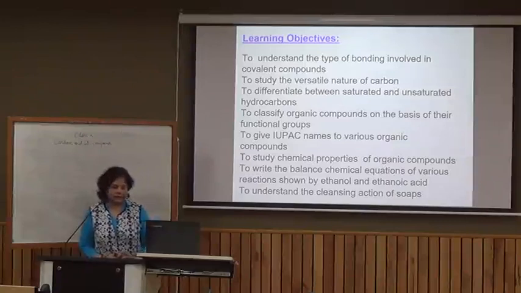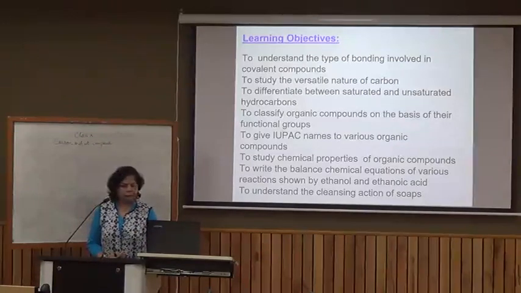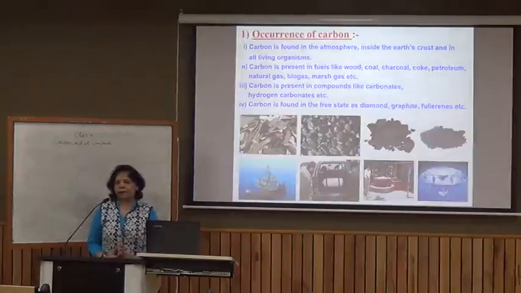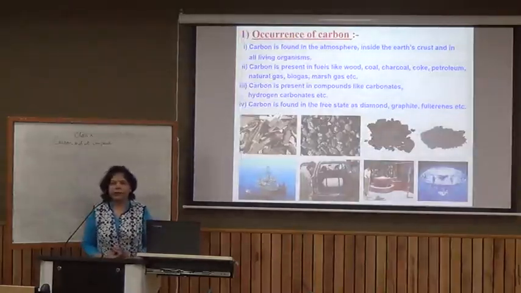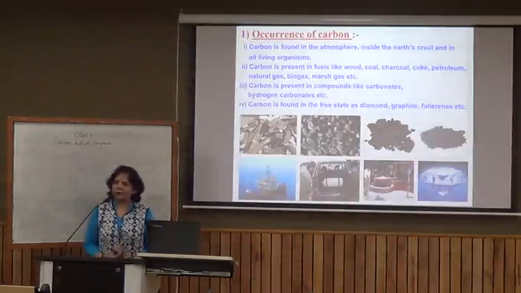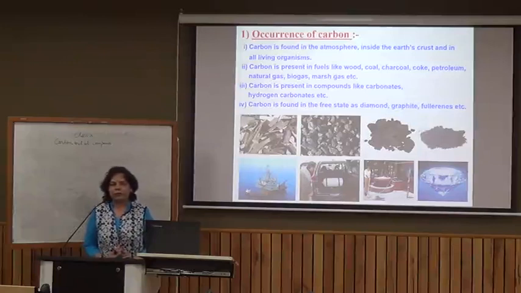So let us start this chapter. First, let us know what is the occurrence of carbon. We write the symbol as C, its atomic number is 6 and its atomic mass is 12. So its electronic configuration is 2,4.